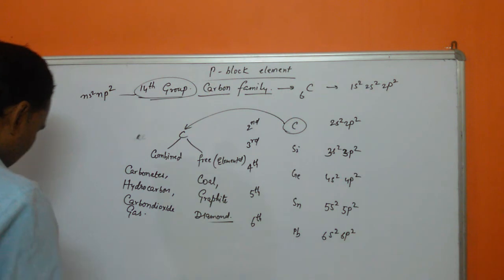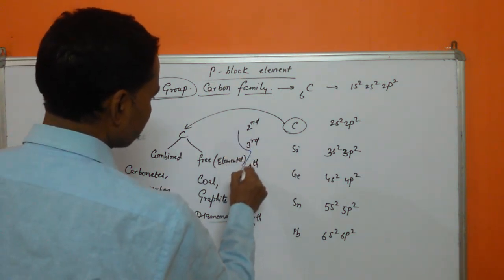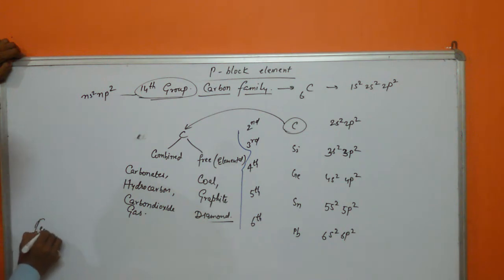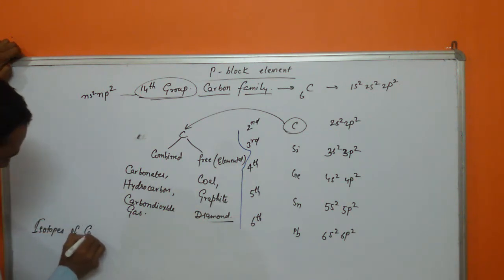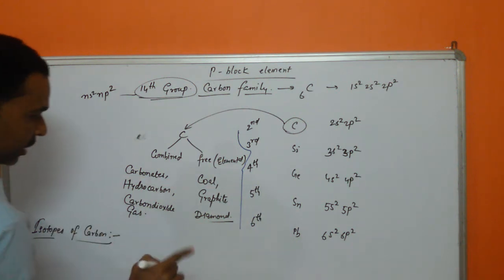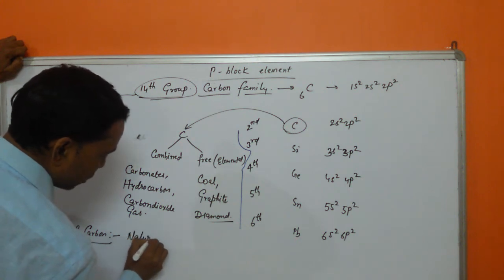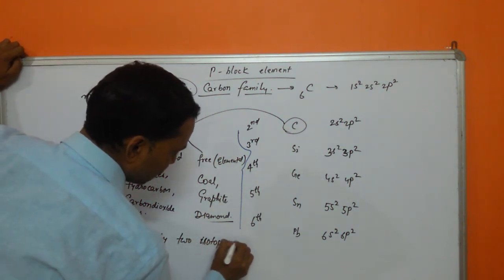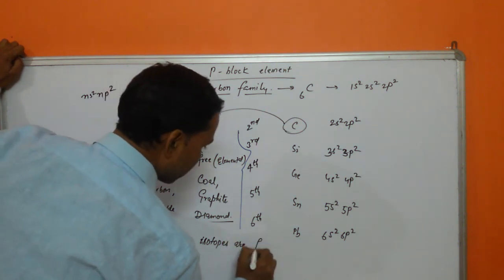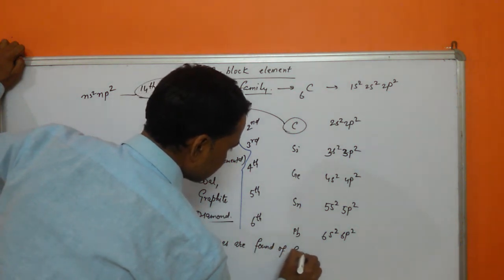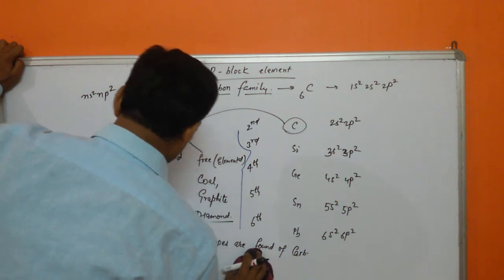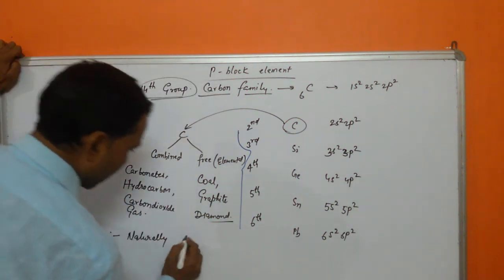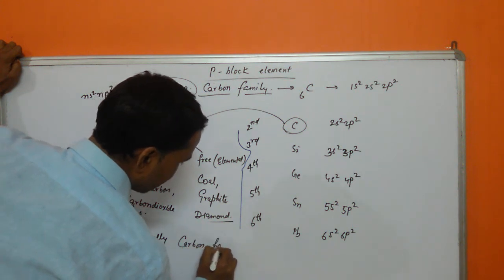Now if we talk about the isotopes of carbon, carbon generally contains two isotopes, that is, naturally carbon has two isotopes.